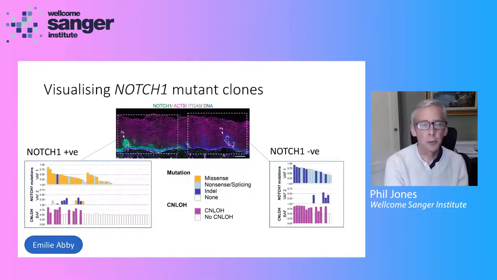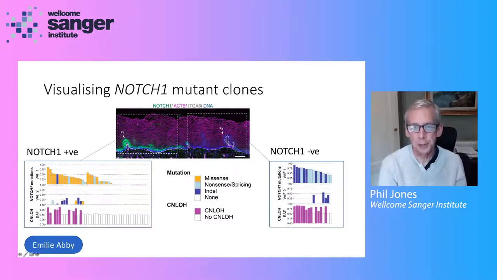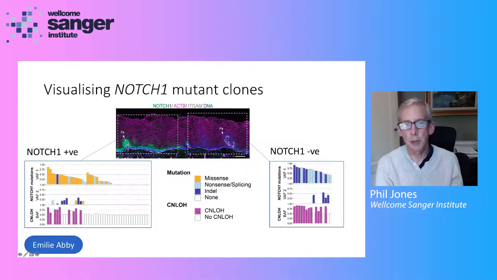More recently, we've got on to try and visualize some of the mutant clones within the epithelium. And here, Emily Abby in our lab has studied Notch1 mutations. What she's done is to take tissue sections and stain them for Notch1, shown here in green, and Notch1's expressed in the lower layers of the tissue. And what Emily found was that you got large runs of positive staining alternating with areas where there was no staining at all, where Notch1 protein had been lost.